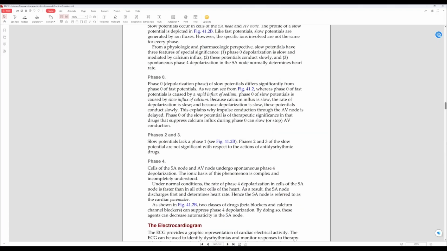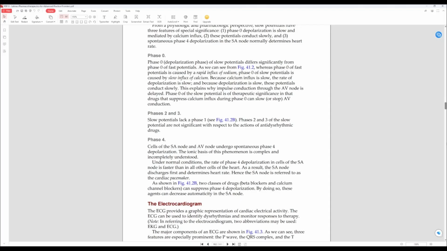So, phase 0, the depolarization phase of slow potentials, differs significantly from phase 0 of fast potentials. Again, as we can see from Figure 41.2, whereas phase 0 of fast potentials is caused by a rapid influx of sodium, phase 0 of slow potentials is caused by the slow influx of calcium. Because calcium influx is slow, the rate of depolarization is slow. And because depolarization is slow, these potentials conduct slowly. This explains why impulse conduction through the AV node is delayed.